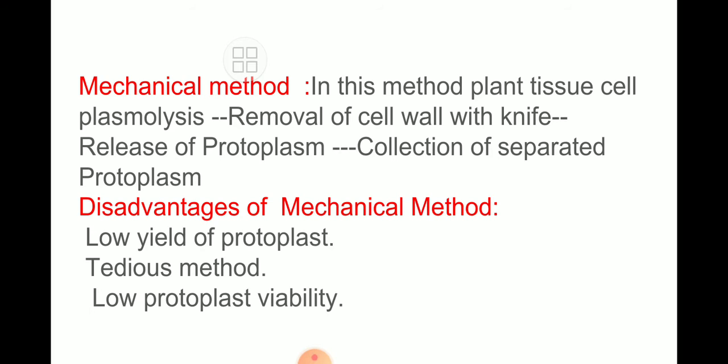So definitely, disadvantages of mechanical methods are low yield of protoplast, a tedious method, and low protoplast viability, so we get fewer viable protoplasts. Because further, those protoplasts we have to use for the fusion of them, and from that one we have to produce a hybrid, isn't it? So viability is most important for a protoplast, which can be lost due to misbehavior, or because there is no sharpness in case of isolating protoplast.